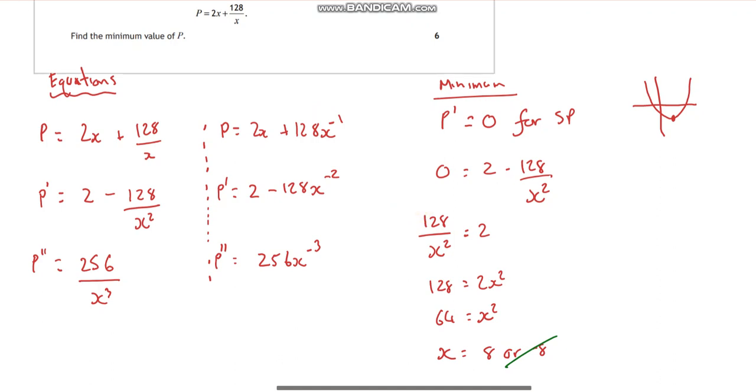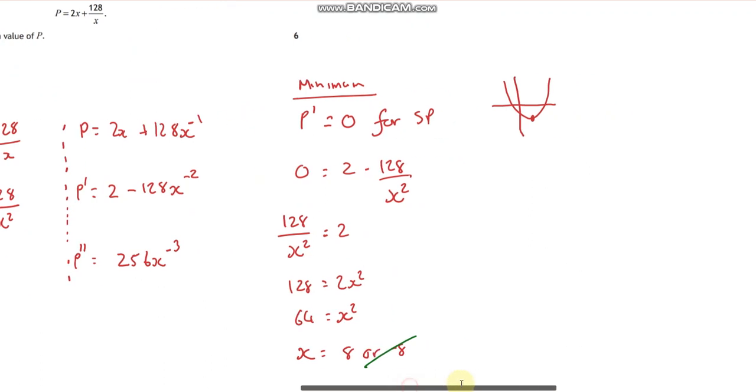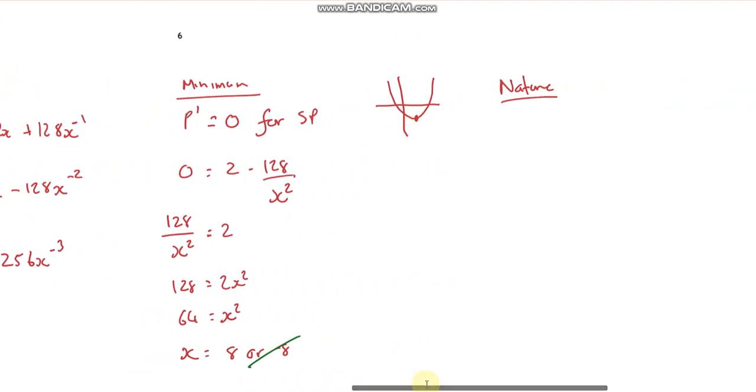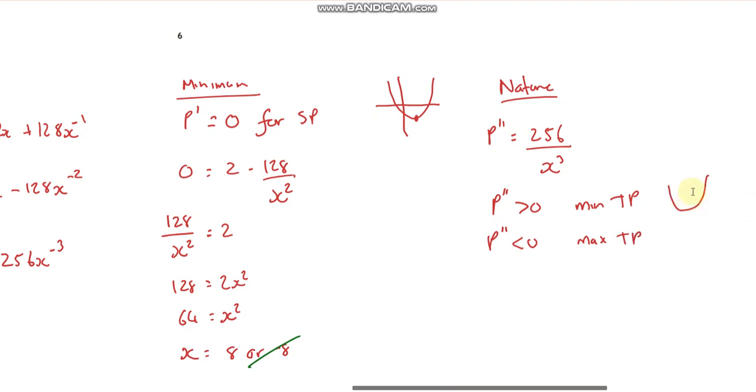The next thing to do is just to double check the nature as well. So I'll go over this right here. To verify the nature, I take the p double dash, which is 256 over x cubed. Where p double dash is greater than 0, we have a minimum turning point. When p double dash is less than 0, we have a maximum turning point. The way I remember that is, this is a bit like a positive x squared, and this would be a negative x squared. So if you get a negative number, I think negative x squared, max.